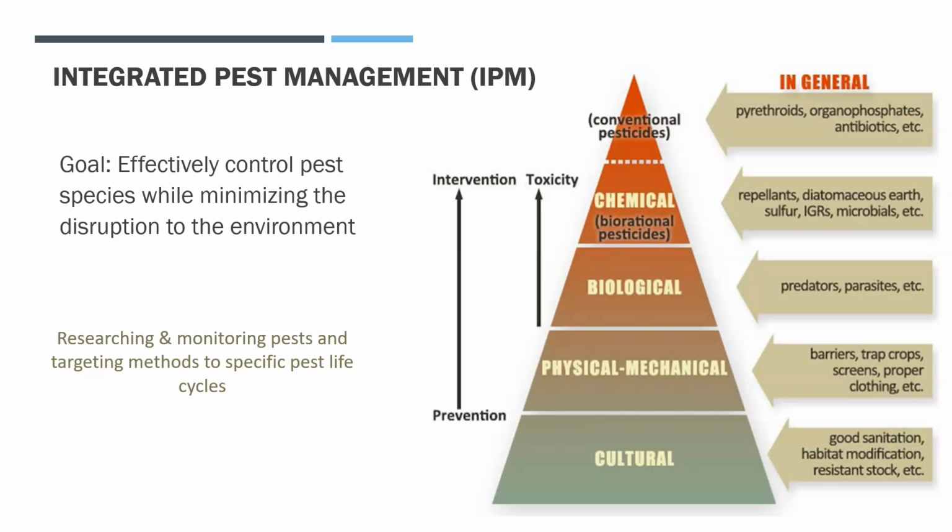So instead of waiting and just treating whatever you see, you might target the pests before they hatch. You may target the pests as adults before they reproduce, but it involves an increasing level of pest control from prevention up to intervention with the lowest to highest toxicity, with the goal to have the lowest amount of toxicity possible.